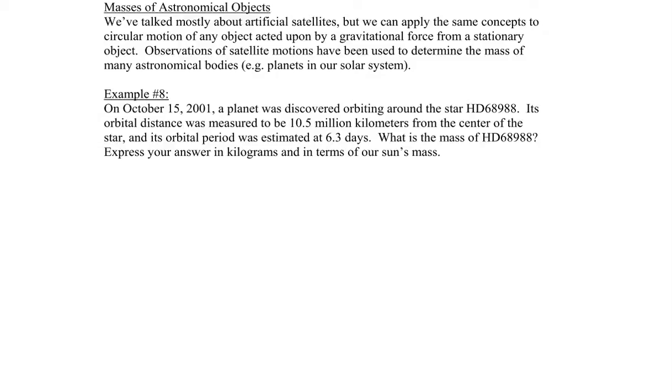Welcome to example number 8, which involves masses of astronomical bodies. Up to this point, we've been studying artificial Earth satellites that are going around in circular orbits. But we can apply the same principles to any object that is acted on by gravity in a circular orbit around some stationary object. Some other familiar examples would be the moon around Earth, or planets orbiting around the sun in circular paths.